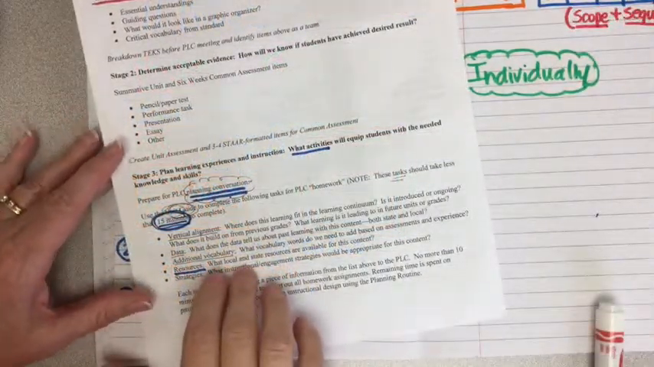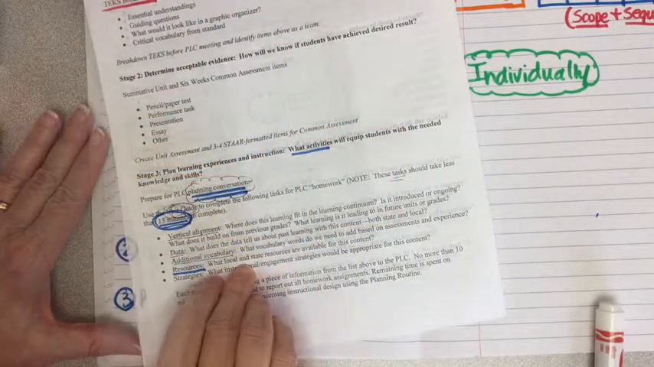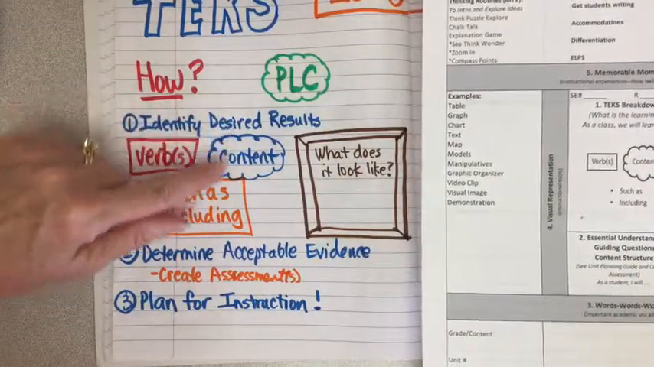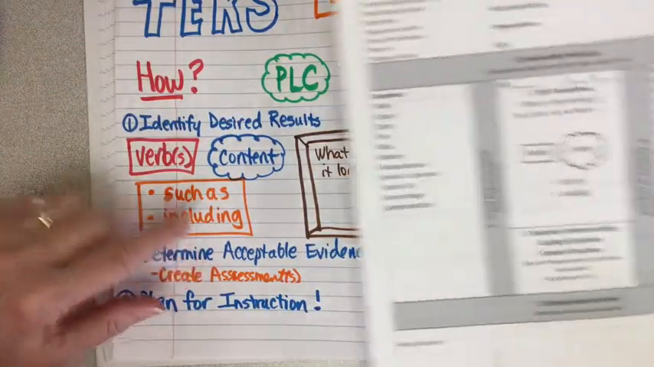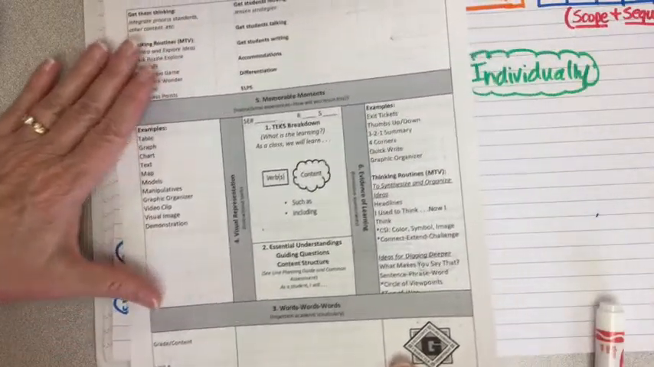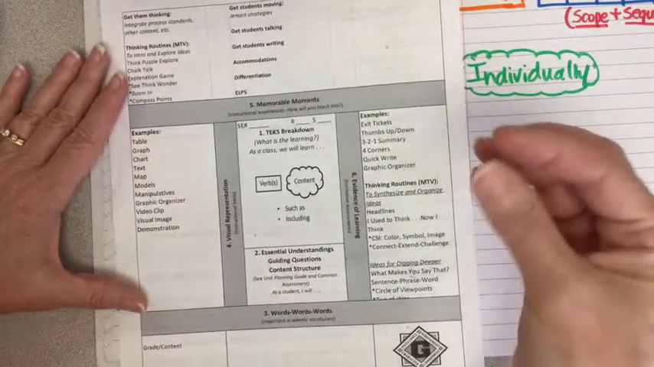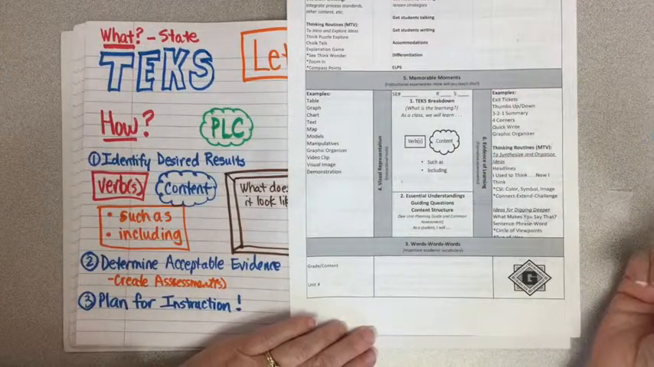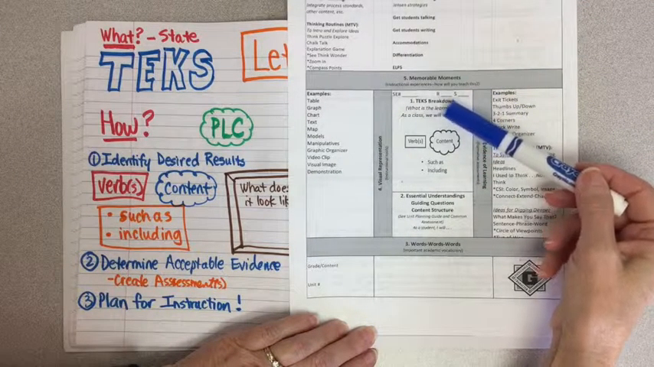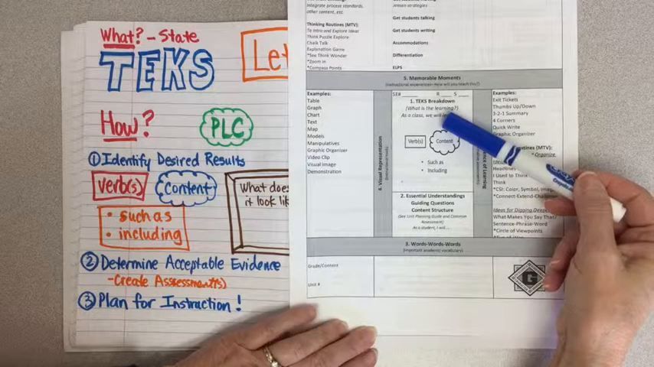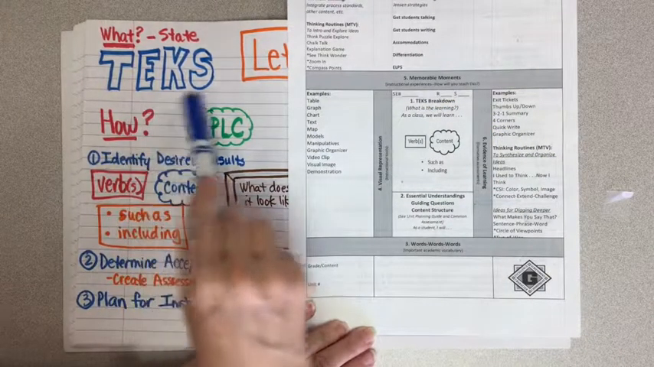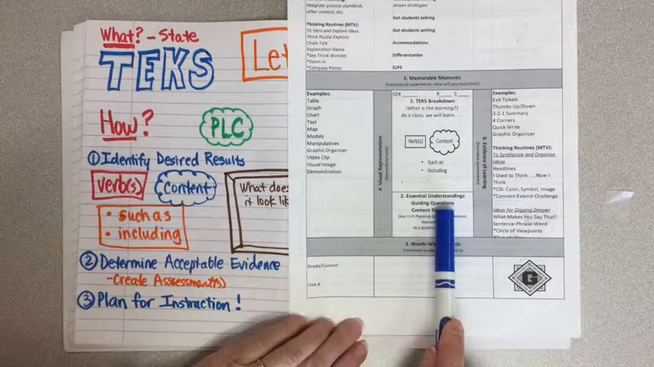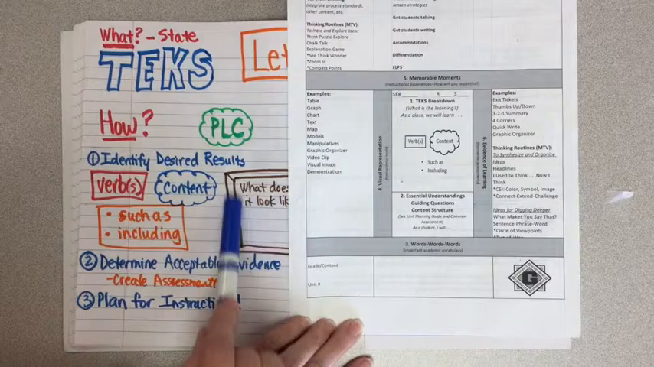You've probably noticed that we haven't planned for instruction yet. You would turn this over to the other side as you're having these conversations with your PLC, and you would begin to make notes on this side about what you would like your lessons to look like in your classroom. The steps are numbered, and you can see that it starts in the middle with your TEKS breakdown, which of course comes straight from what you've already done in the PLC. And then the essential understandings, the guiding questions, again, straight from the PLC.